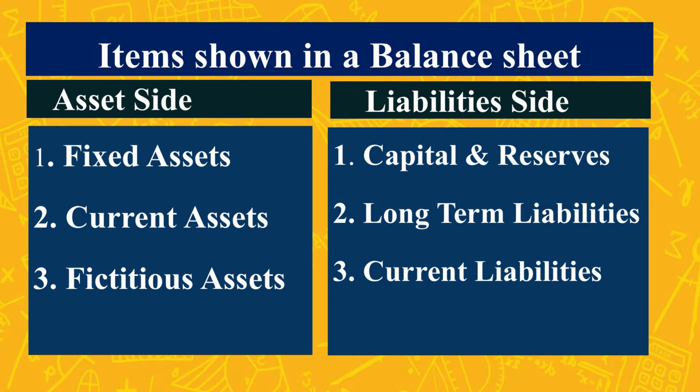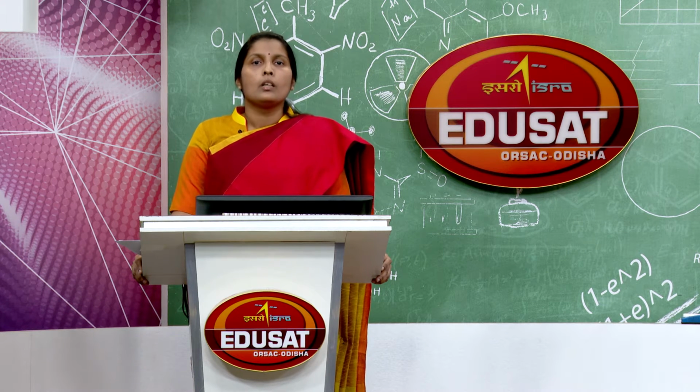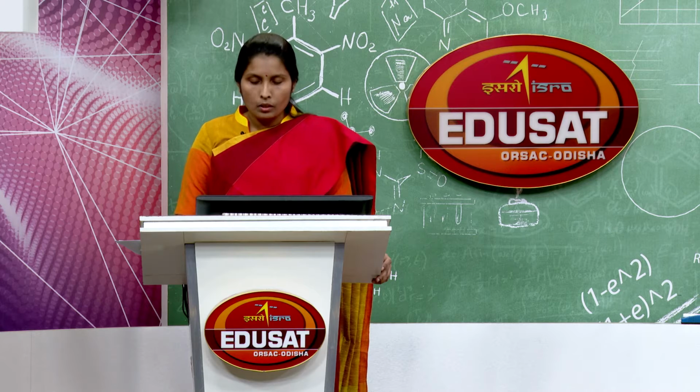Coming to current liabilities, those obligations of the business that fall due to be paid within 1 year. Within 1 accounting year, the business has to pay those liabilities. So those are called current liabilities. For example, sundry creditors. If it is a short-term loan that has to be paid within 1 year, it can be bills payable, it can be any other liability that the business has to pay within 1 accounting year. So those are the items that are shown in the balance sheet.